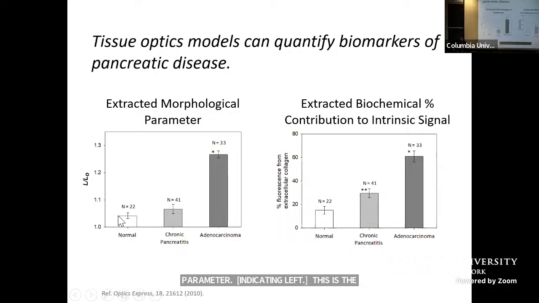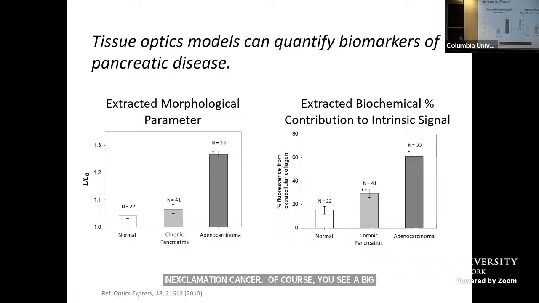And so you see from normal tissue here, chronic pancreatitis in the middle, and adenocarcinoma, there's a big difference in the size of the scatterers, which is what we know is true, of course, physically. But we're able to take these numbers. And then, remember, using that information, we can get quantitative information from fluorescence on the amount of extracellular collagen in the tissue that we know is going to change with disease. And so this biochemical contribution to the signal from collagen, again, for normal tissue, inflammation, and cancer. And of course, we see a big difference when it comes to the inflamed tissues and the cancerous tissues.